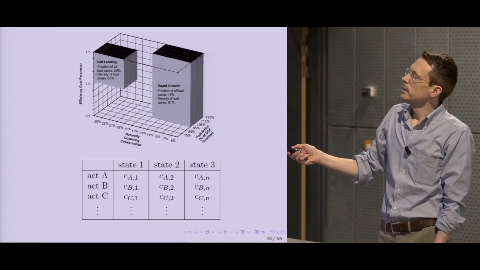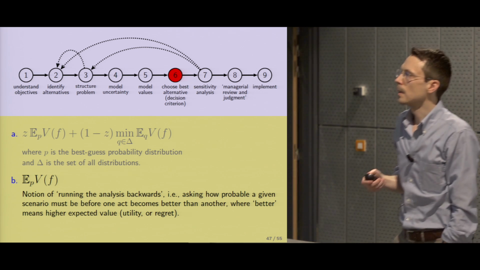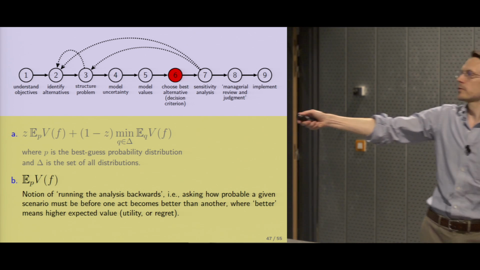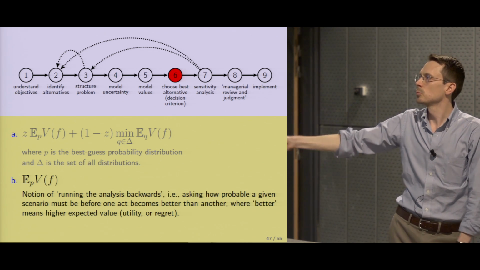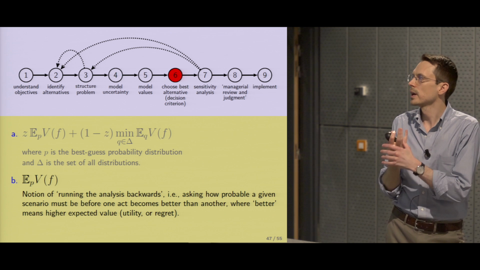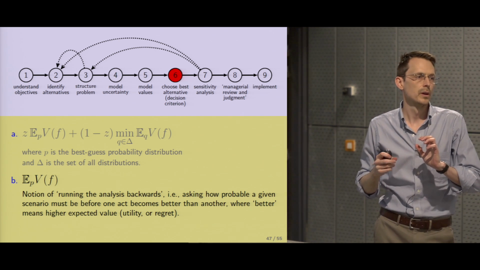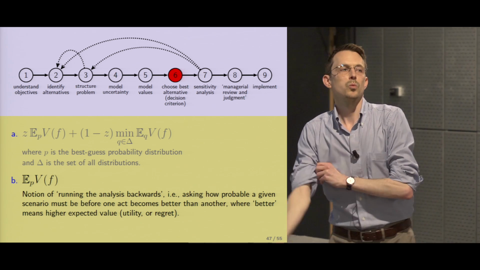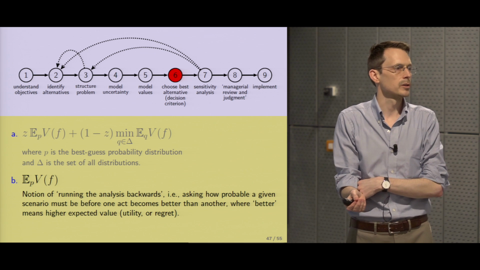So let me instead say a bit more about B. B is coming from this notion of running the analysis backwards, or asking how probable a given scenario must be before one act becomes better than another, where better means higher expected value. That's in contrast to saying, what's your probability? In that case, this option has the highest expected value.